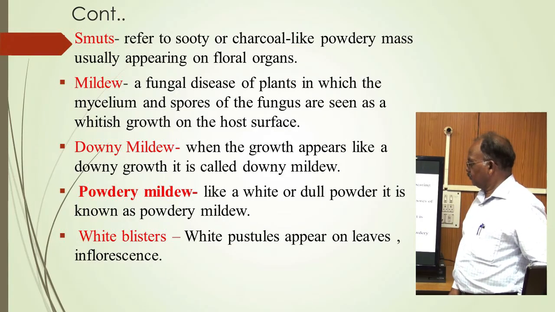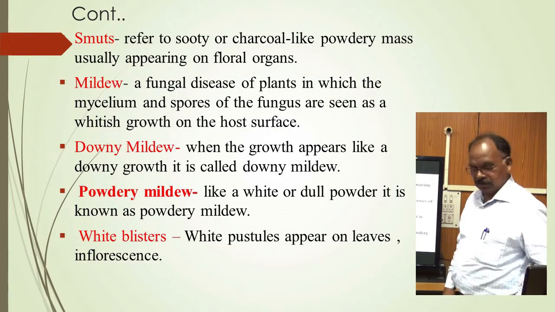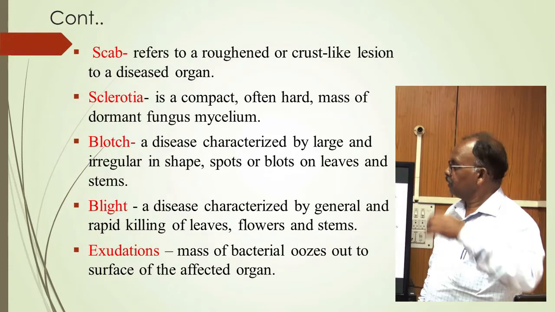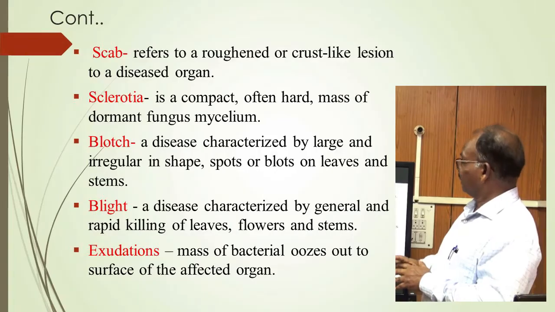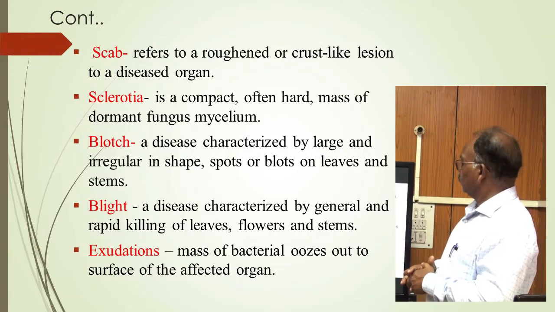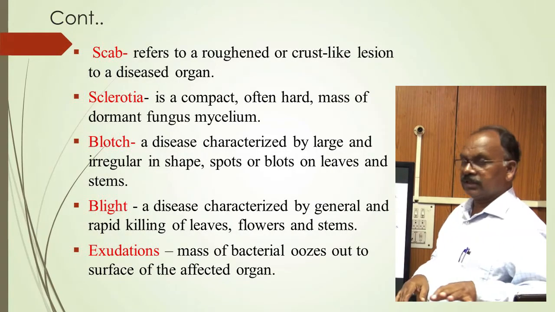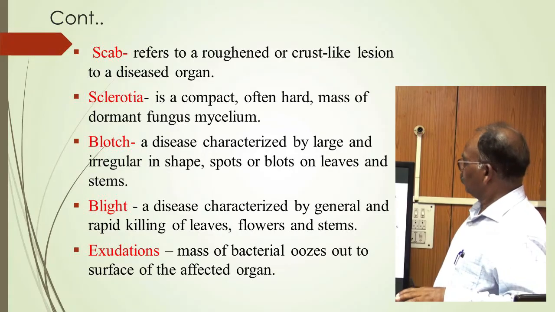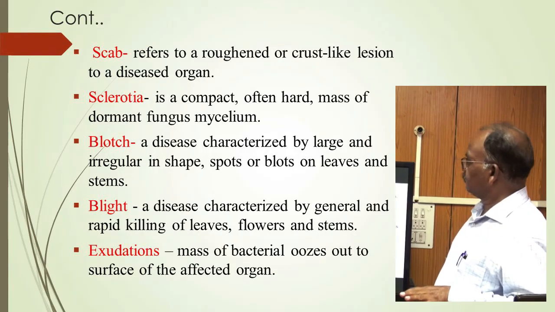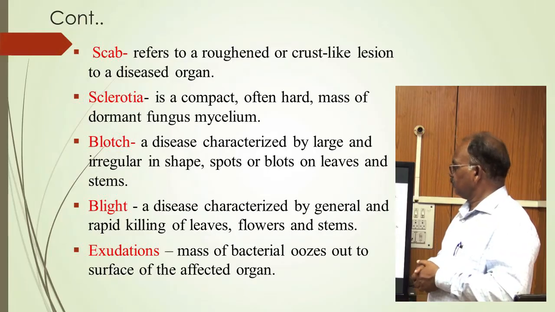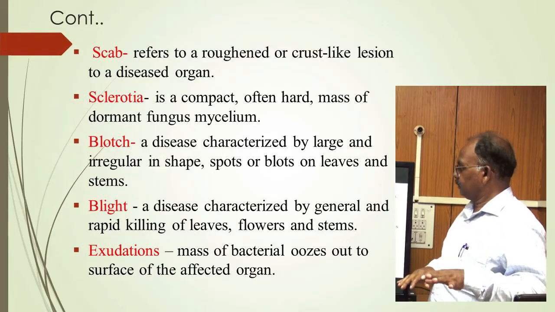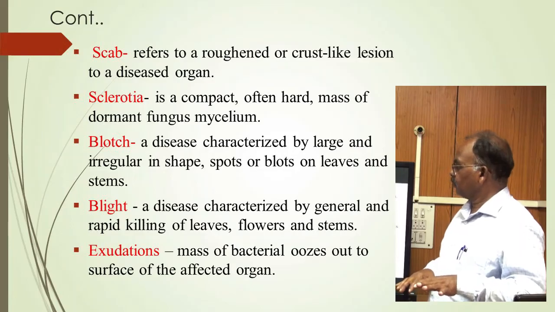White blister, white pustules appear on the leaves or inflorescence. Scab refers to roughened or crust-like lesions on the diseased organ. Sclerotia are compact or hard masses of dormant fungus mycelium. And blotch is characterized by large and irregular spots or blots on leaves and stems.